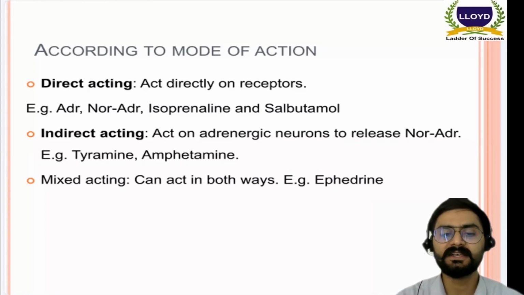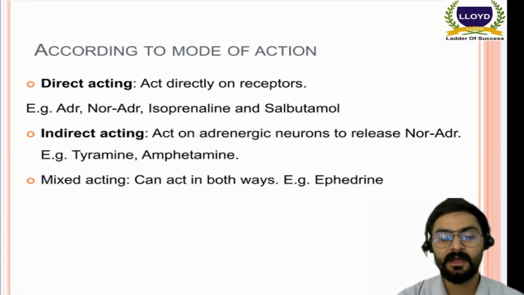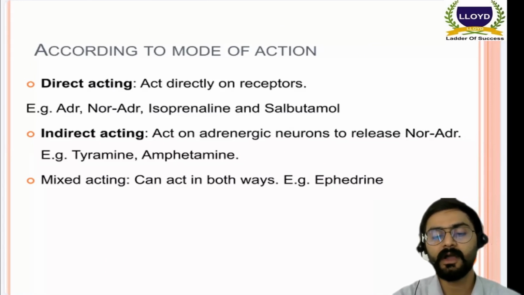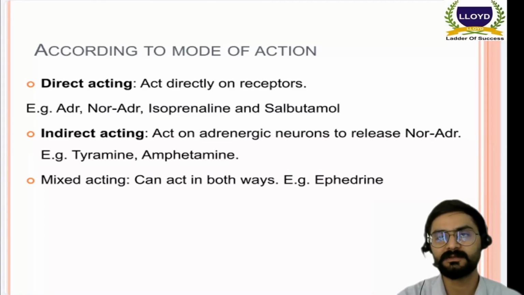The next class is mixed acting sympathomimetic agents. These drugs work both ways: they stimulate receptors and promote norepinephrine release. The example is ephedrine. Ephedrine is used for asthma and as a stimulant; it acts on alpha and beta receptors and also promotes norepinephrine release.